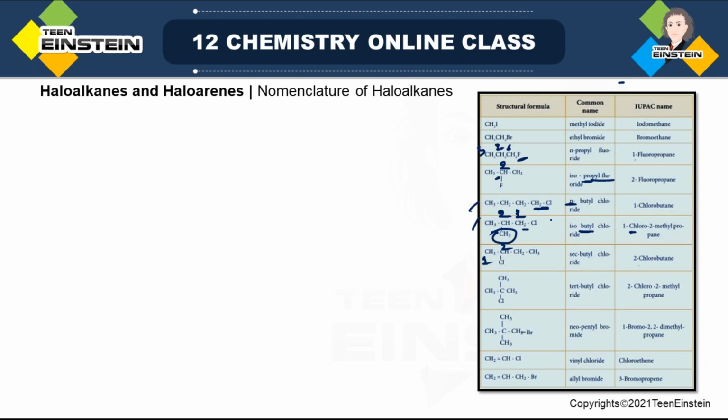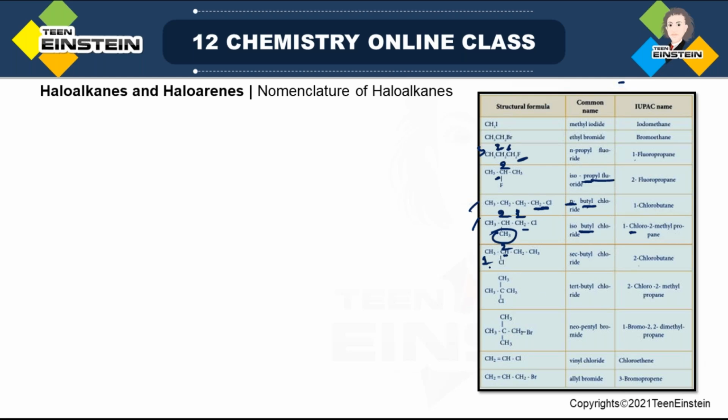Actually, when it is a terminal carbon attached with halogen, it is n-butyl, but now it is secondary butyl, because the carbon with which chlorine is attached is a secondary carbon, but the total number of carbon is 4, so that is why secondary butyl. Then the next one, this is also an isomer of the previous one, because you have total 4 carbon, but now you have more branching, that is the difference.